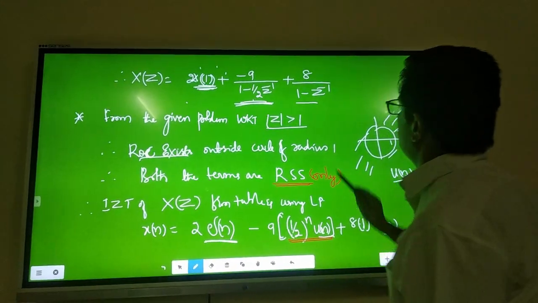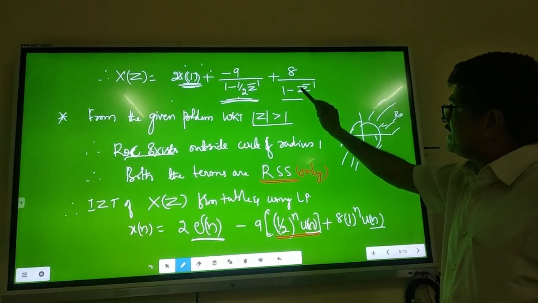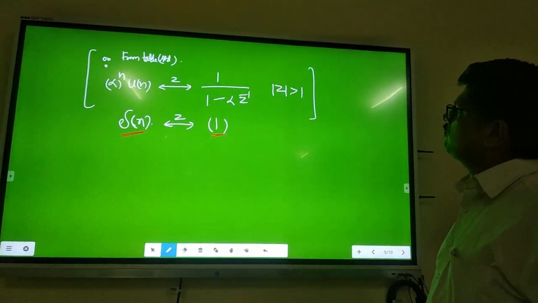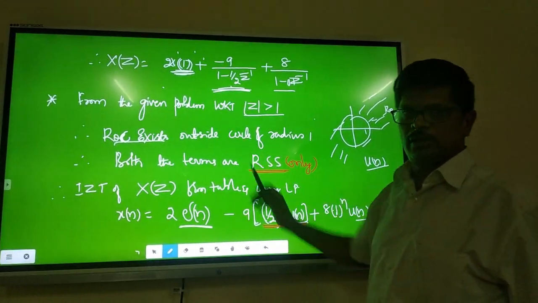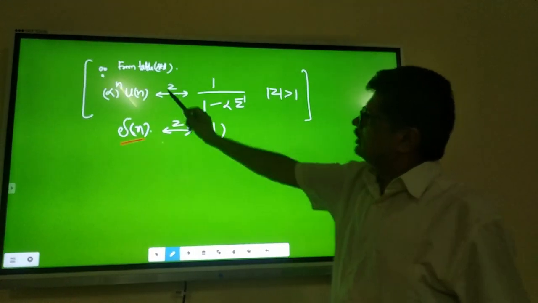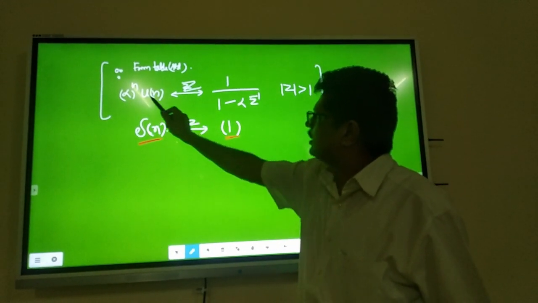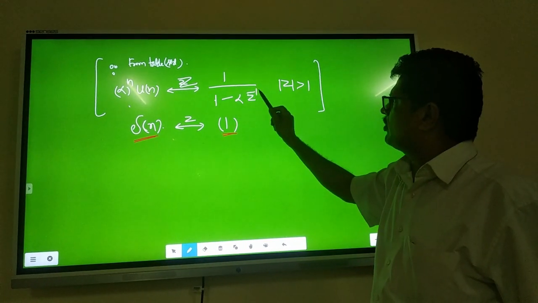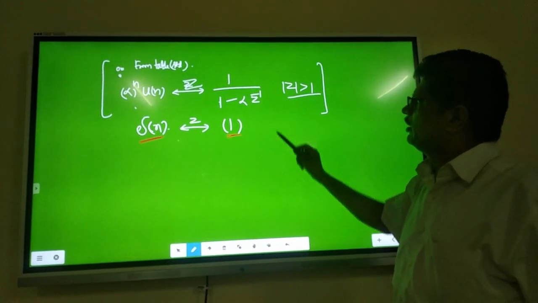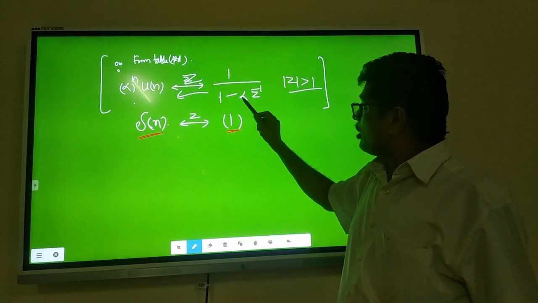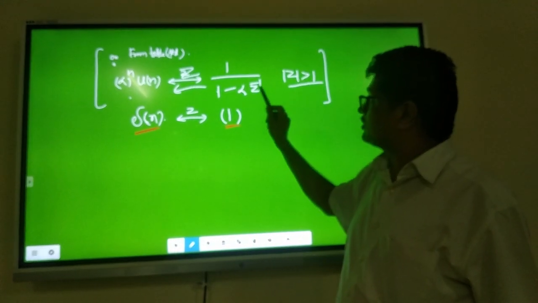Plus, the last one is 8 into 1 by (1 minus z inverse), that is nothing but 1 to the power n into u of n. This is there in the table. From the table, the Z transform of alpha to the power n into u of n is nothing but 1 by (1 minus alpha Z inverse), mod Z greater than 1. We are writing in reverse: the inverse Z transform of 1 by (1 minus 1 by 2 z inverse) has alpha in its place.